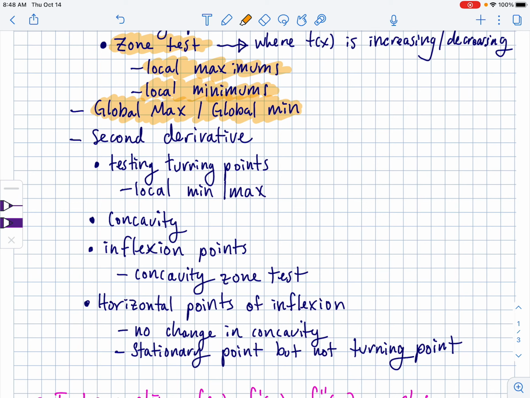Then we started talking about the second derivative. Second derivative is just the derivative of a derivative. One of the main uses of a second derivative is that you can skip the first derivative zone test and just plug in your stationary points, or turning points, from your first derivative. If it's concave up, it's a local minimum. If it's concave down, it's a local maximum.